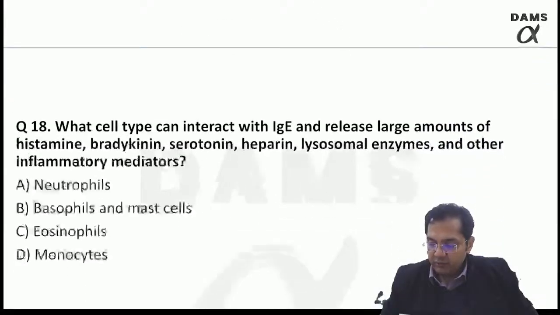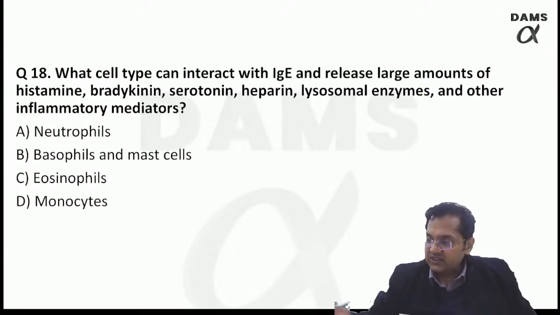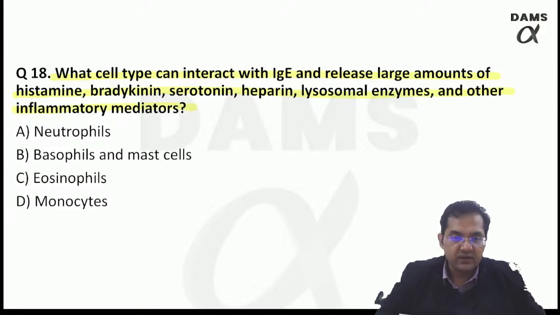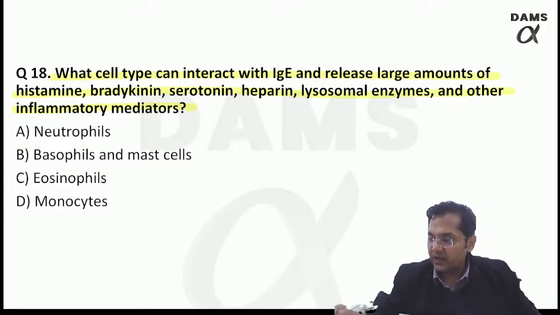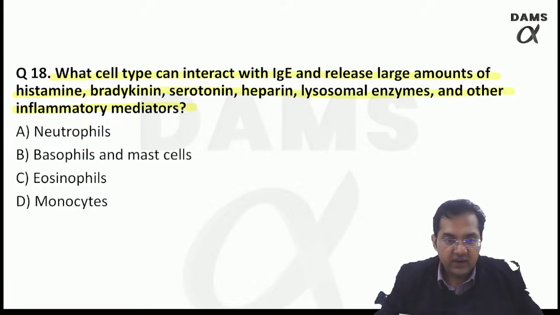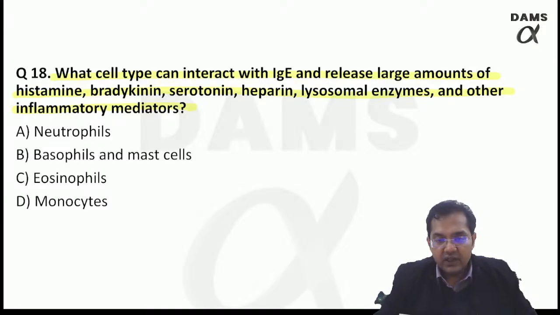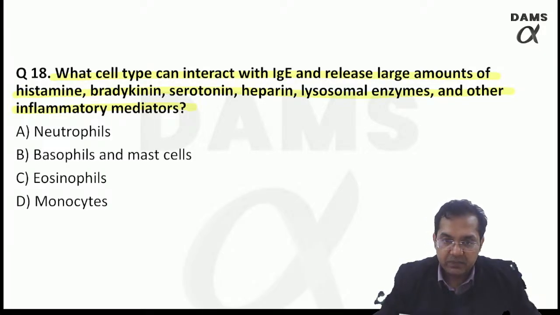18. What cell type can interact with IgE and release large amounts of histamine, bradykinin, serotonin, heparin, lysosomal enzymes, and other inflammatory mediators? This you all should be able to tell me. I was telling you just in the earlier part of this class today that immunoglobulins, all the types and their structure, variable region, hypervariable region should be well known to you all, right? It comes as a very common question in exam. Draw karna bhi aana chahiye.